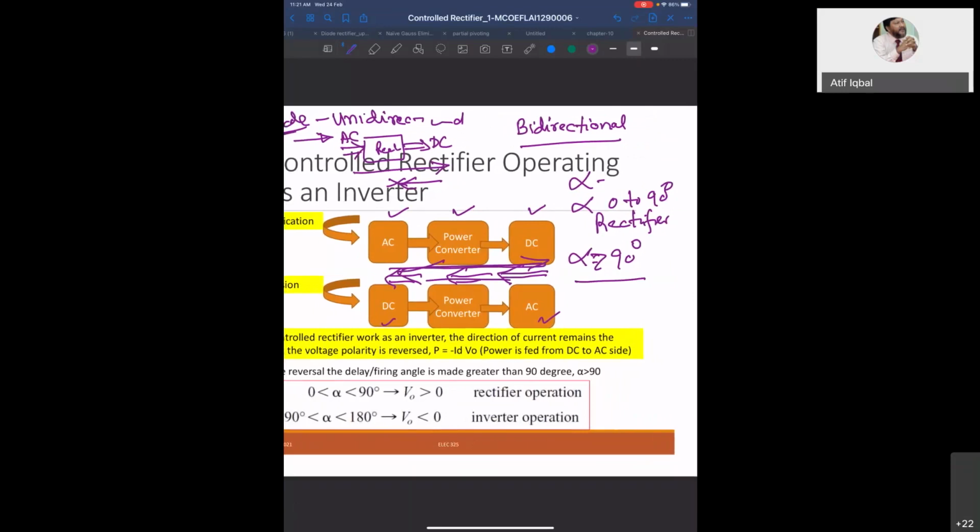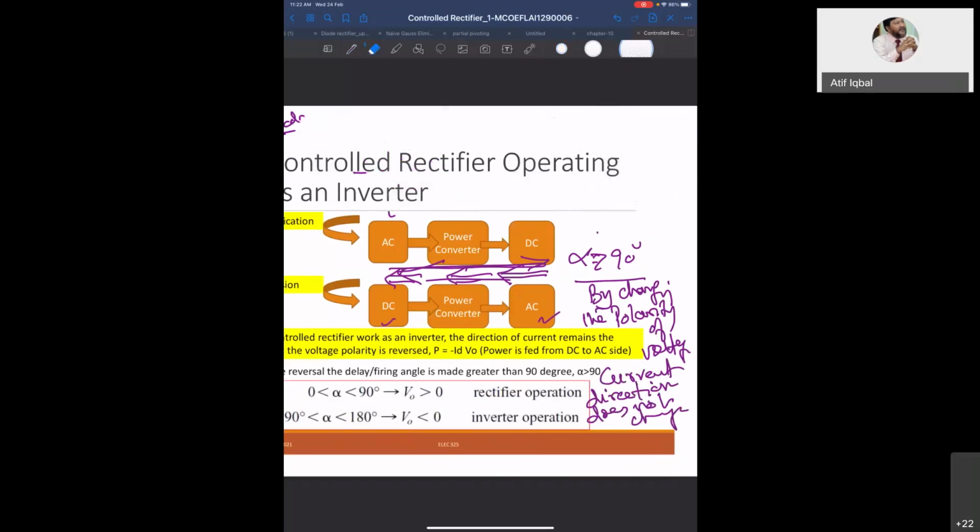Okay. So how does it do the power conversion from DC to AC? By changing the polarity of voltage. So it makes voltage negative. The current direction does not change, but the voltage polarity changes. And as you know, as a basic electrical engineering concept, if you have power equal to I into V as positive, that means power is generated, and if power is negative, then it is in the other direction.